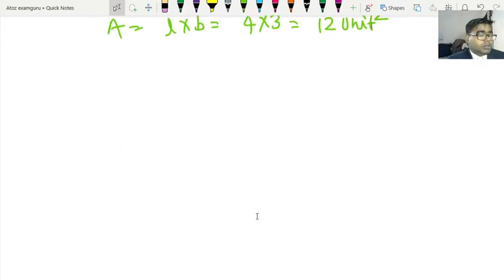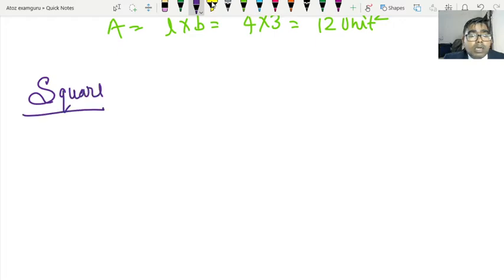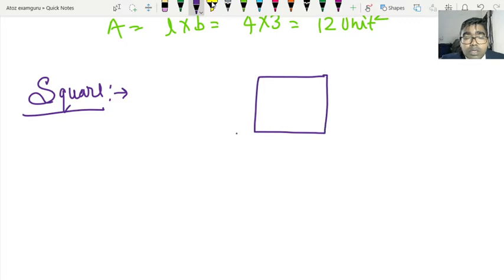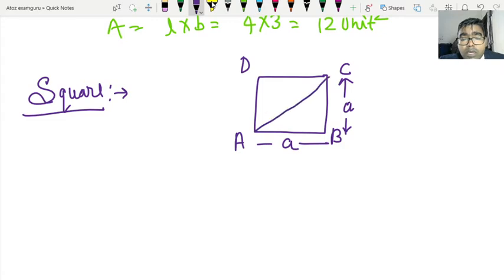So the next figure is the square. A square is a geometrical figure in which all the sides are equal, right? A, B, C, D. All the sides are equal, so let each side be a. The diagonals are also equal. Diagonal D, so we can calculate the diagonal.